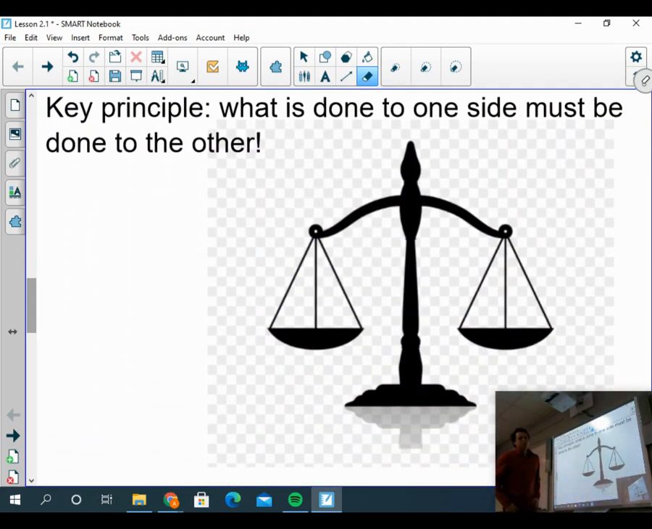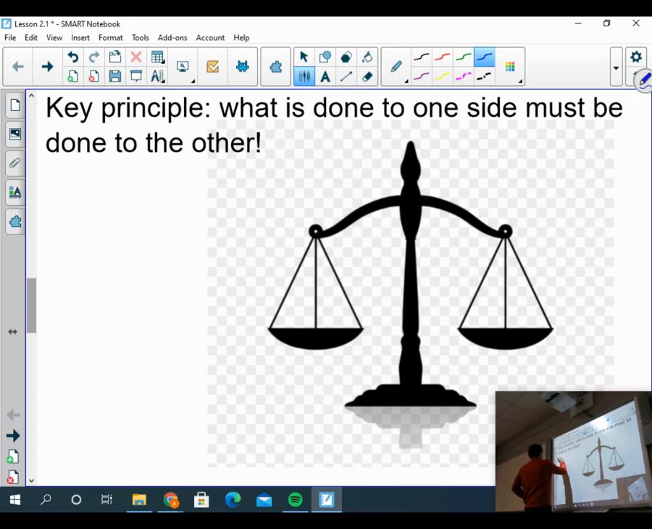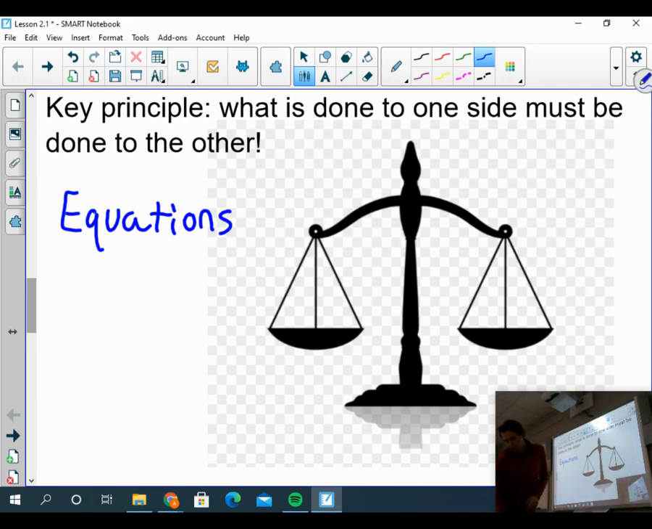And really, this would be the first thing I would write down. The big idea here, though, what do I have to know? What do I need to remember? What is done to one side must be done to the other. Remember, our goal is solving equations, in which the root of the word is equal. The root of the word is equal.